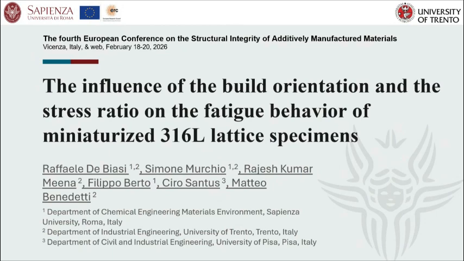So it's my pleasure today to start speaking on design of lattice structure and metamaterials in general. Today, we're going to focus on the influence, again, of the process. So I would like to thank the plenary speaker of today for introducing the importance of the additive manufacturing process itself inside the parameters of the fatigue in this case. And we are going to check one of the most influential parameters, which is the building orientation. And also, we're going to double check the influence of the stress ratio in the fatigue behavior for miniaturized specimen.